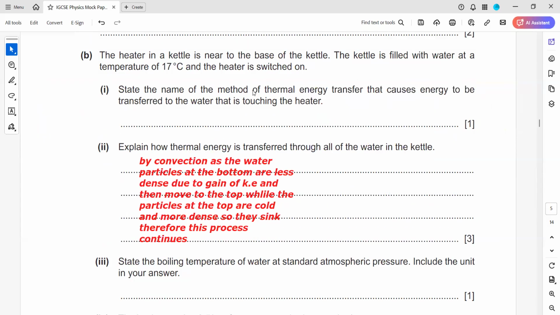By convection, the water particles at the bottom are less dense due to the gain in kinetic energy, so they move to the top. Yeah, this is also right. Correct.